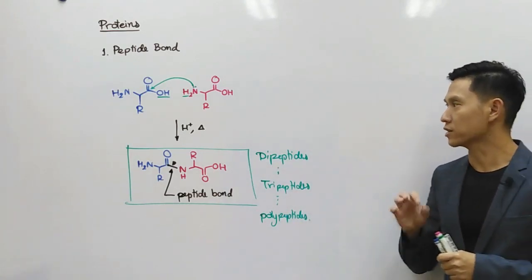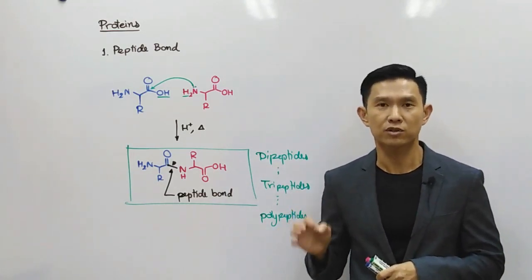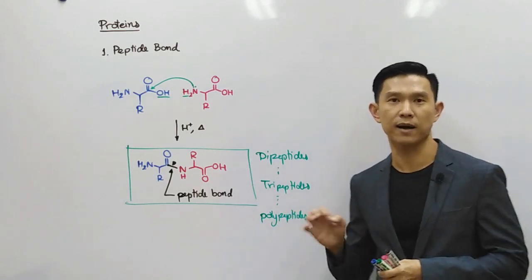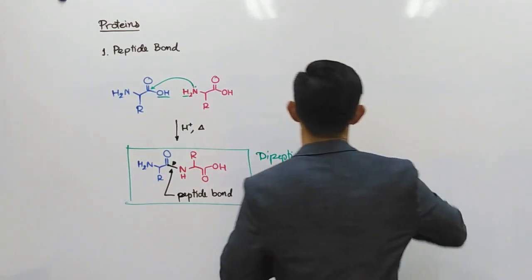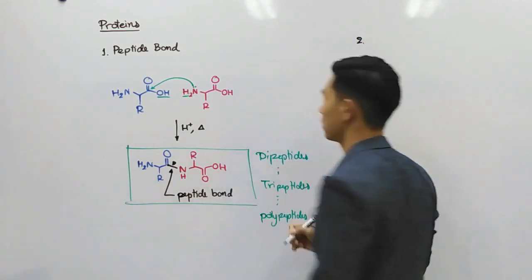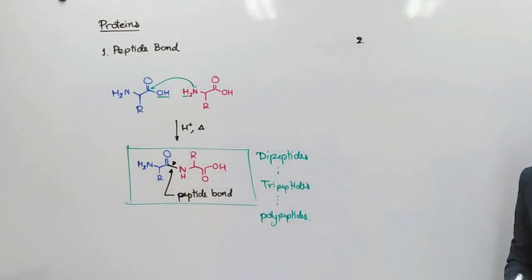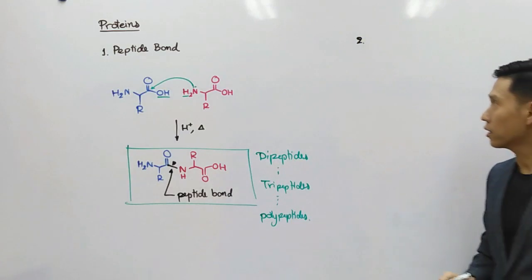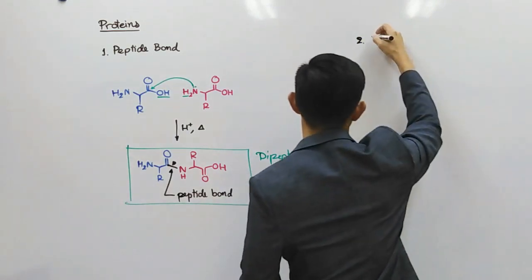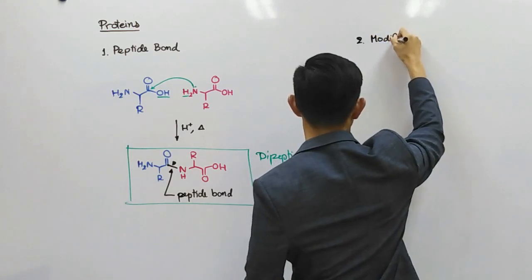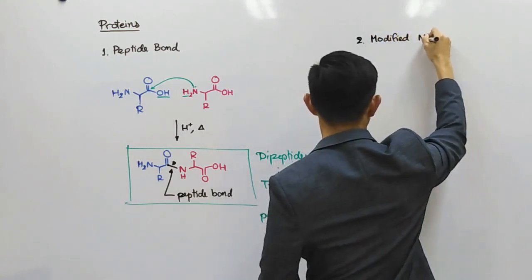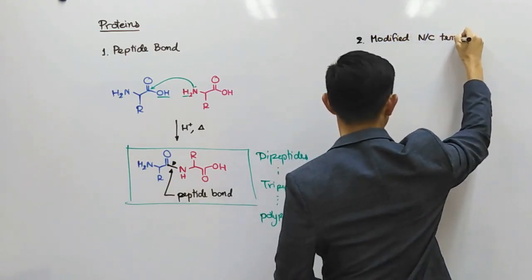Every protein contains peptide bonds. But not only peptide bonds, we also have some other kinds of bonds in the proteins as well. Now, let me introduce you to the second type of the protein structure. I would call this the modified N and C terminus.